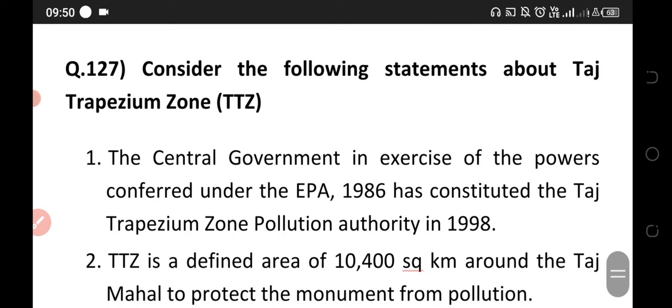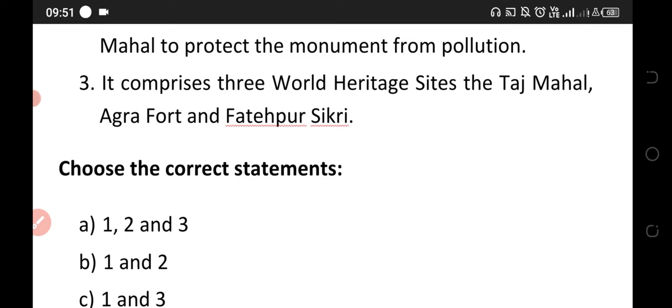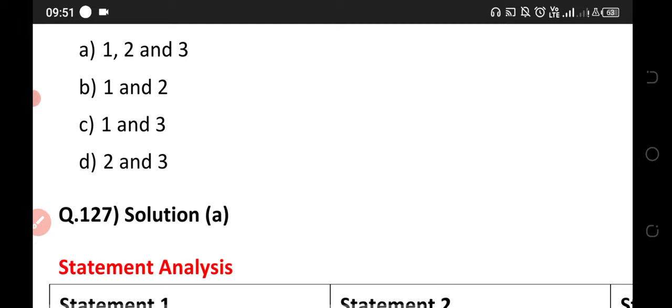Next question about the Taj Trapezium Zone. The central government, in exercise of the powers conferred under the Environment Protection Act 1986, has constituted the Taj Trapezium Zone Pollution Authority in 1998. TTZ, that means Taj Trapezium Zone, is defined as the area of 10,400 square kilometers around the Taj Mahal to protect the monument from pollution. It comprises three World Heritage Sites: Taj Mahal, Agra Fort and Fatehpur Sikri. Which are the correct? 1, 2 and 3 is the right answer.